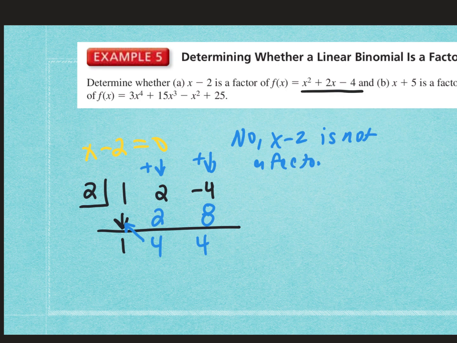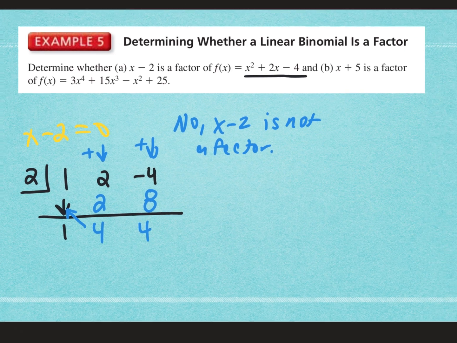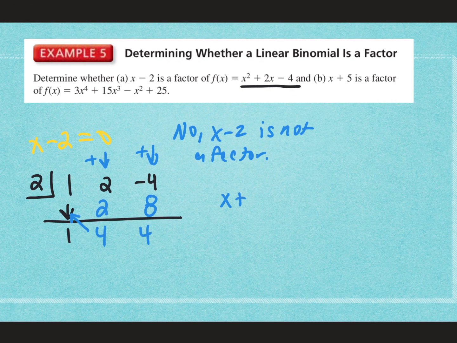When would my answer be yes? If it was 0. So let's do the same thing for the next one. They want to know if x plus 5 is a factor for the polynomial.